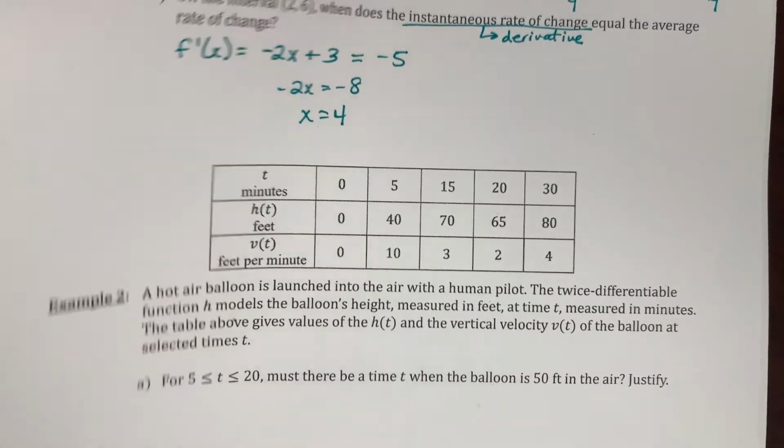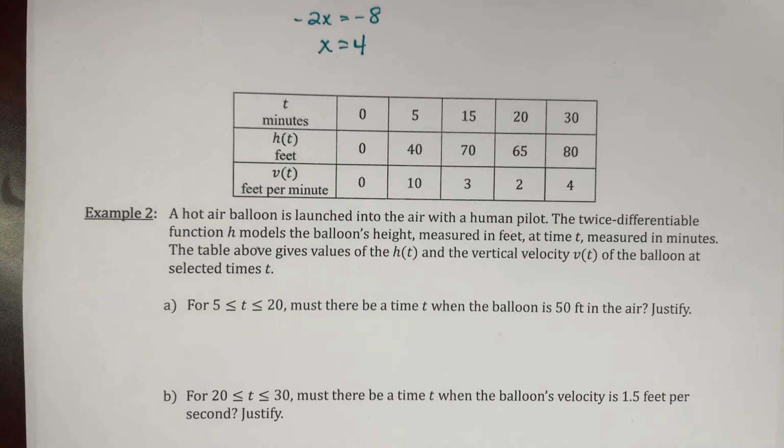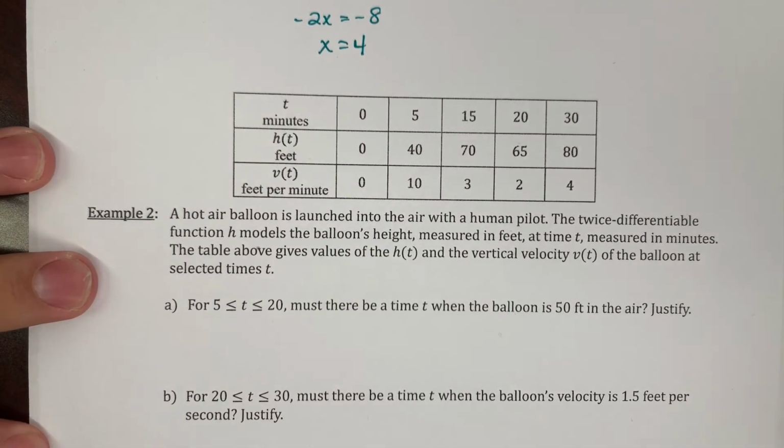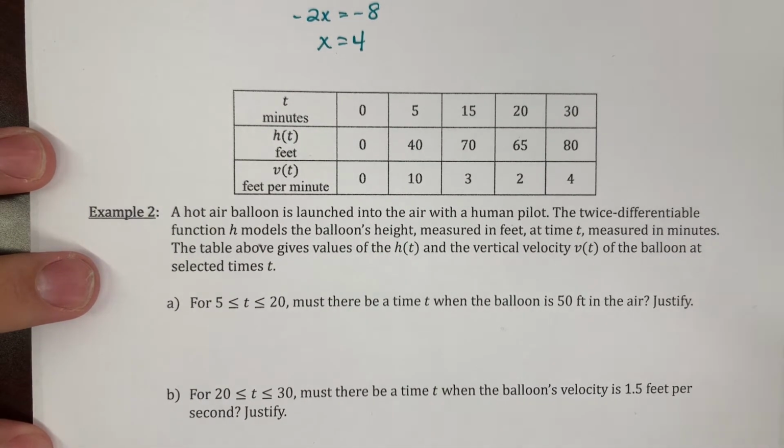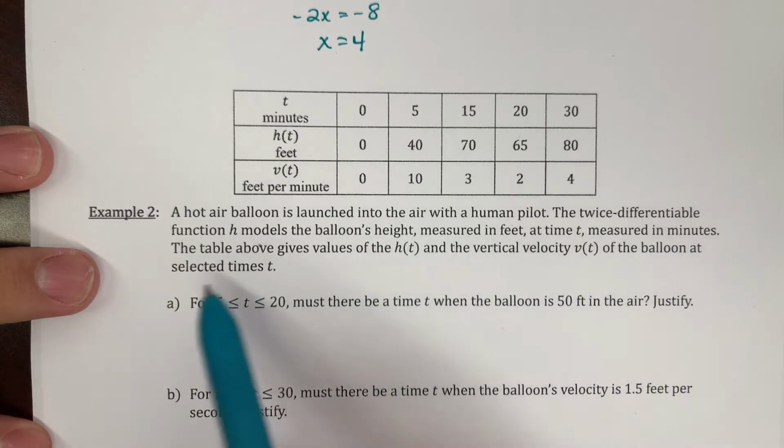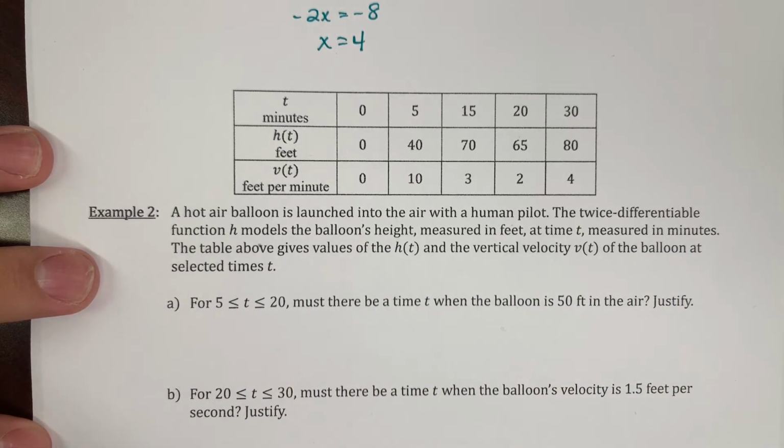All right, so for this next problem, it's going to tie in a couple of things as far as intermediate value theorem and mean value theorem, so you can kind of know the difference between the two. It says a hot air balloon is launched into the air with a human pilot. The twice differentiable function h models the balloon's height measured in feet at time t, measured in minutes. The table above gives the value of h of t and the vertical velocity v of t of the balloon at selected times t. So if t is between 5 and 20 minutes, must there be a time t when the balloon is 50 feet in the air? Justify.